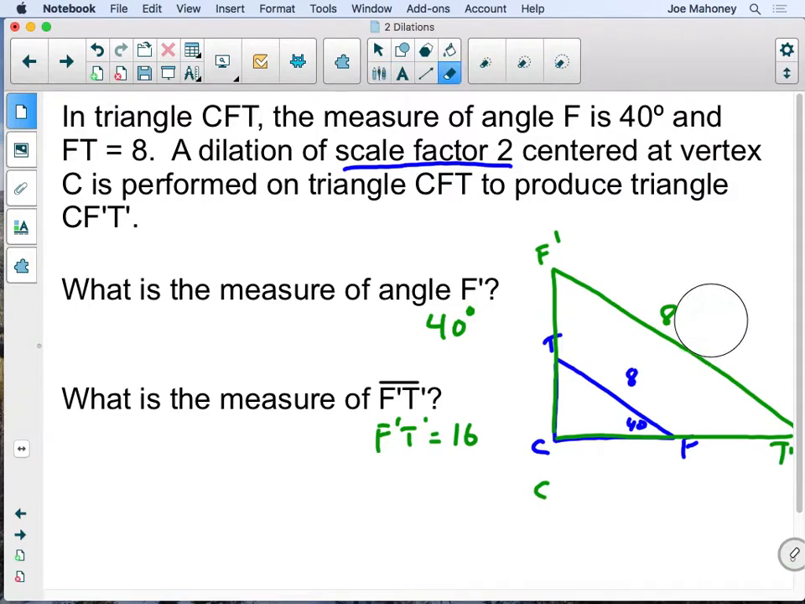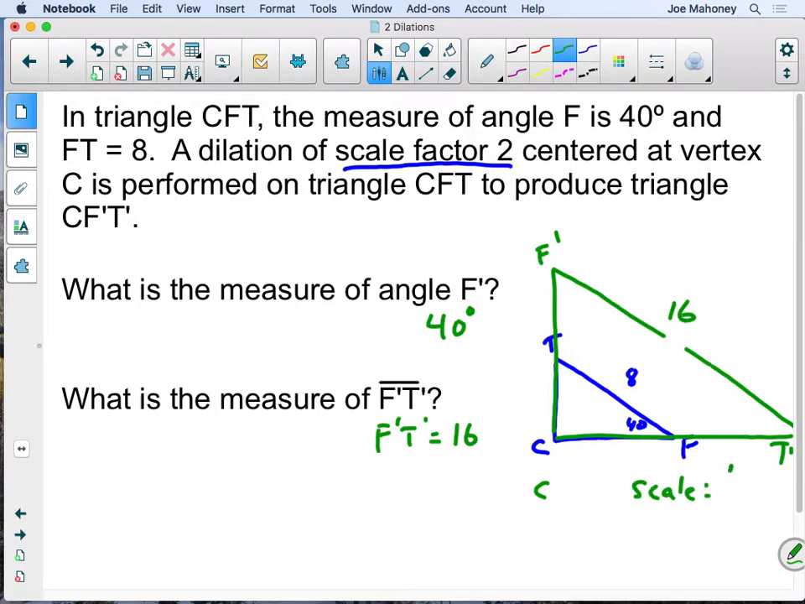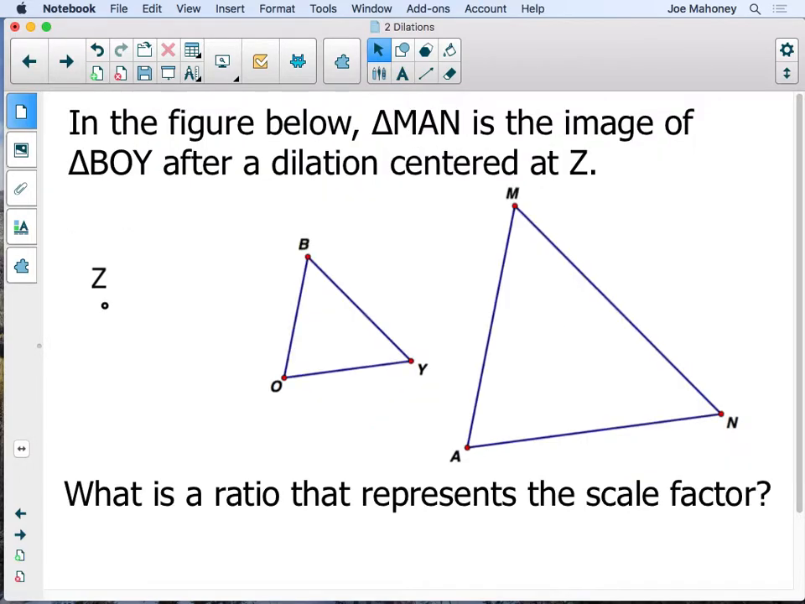And also, if we knew that this figure was 16, the scale factor, just to check that, is going to be the image divided by the original. 16 divided by 8. We're going to come back to that in a moment. So I want you to kind of recognize that. And a moment is here.